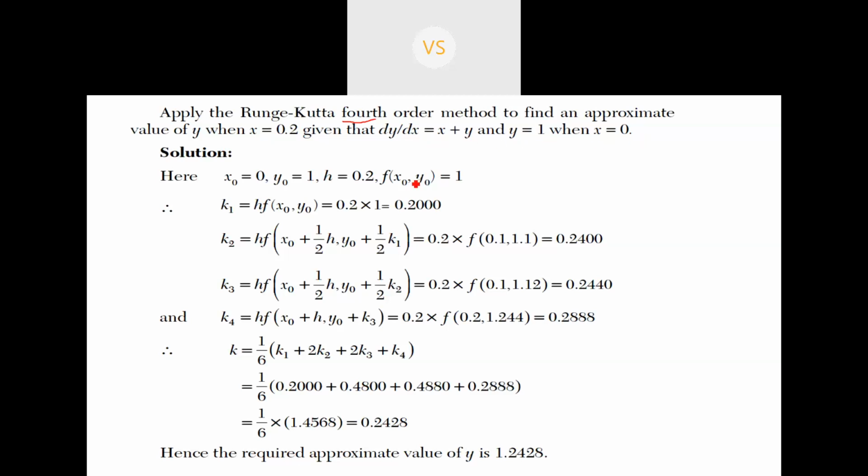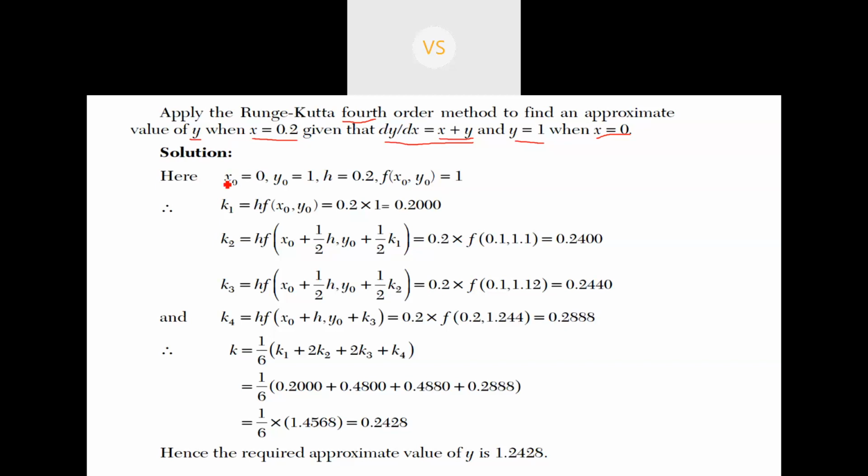So this is our equation. Dy by dx is equal to x plus y. And what is our function? X plus y is the function over here. Okay. So what is the initial condition given? When x is equal to 0, y is equal to 1. This is the initial condition given to you. And you have to find the value of y when x is equal to 0.2. This you have to find.